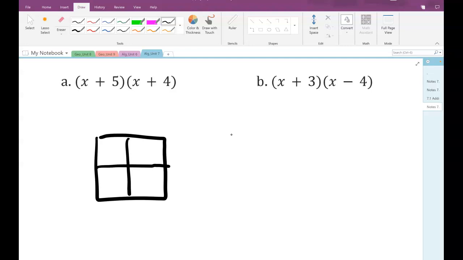What you do is on the top of the box, in each one of these columns, you put whatever is in your parentheses. So I'm going to put an x above this column and then a positive 5 above my second column. On the side of my box, I'm going to put an x and a positive 4.